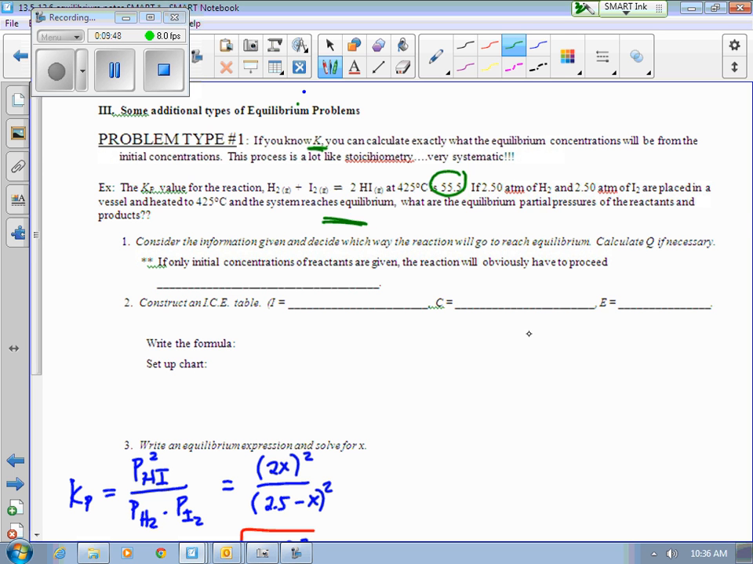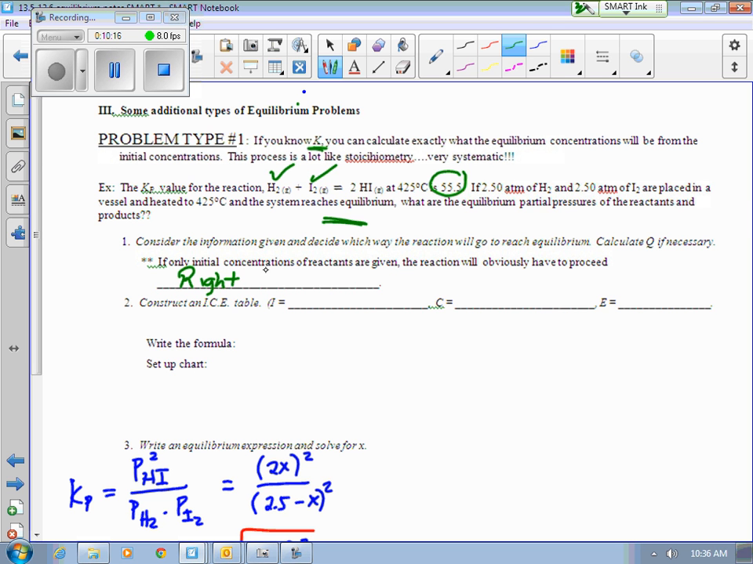Now this one is outrageously super easy. You only have hydrogen and iodine present. So what's the only option you have? What's the only way that this one could shift? It has to shift in the forward direction, because you have to make some products. So it has to shift to the right, towards products. So that's easy. You don't really have to calculate Q because this one's really obvious.